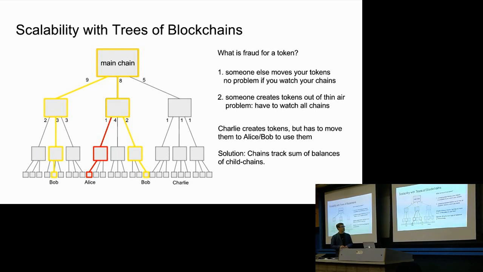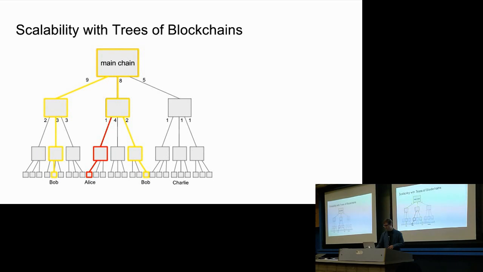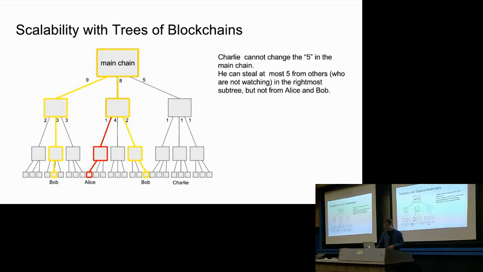And what Charlie can do now is try to move his 1 million tokens up to the main chain and down again to Alice or Bob's chain. But the problem is he won't be able to move it to the main chain. So let's assume he controls this chain, he also controls that chain, and he also controls that chain. He doesn't control the main chain.